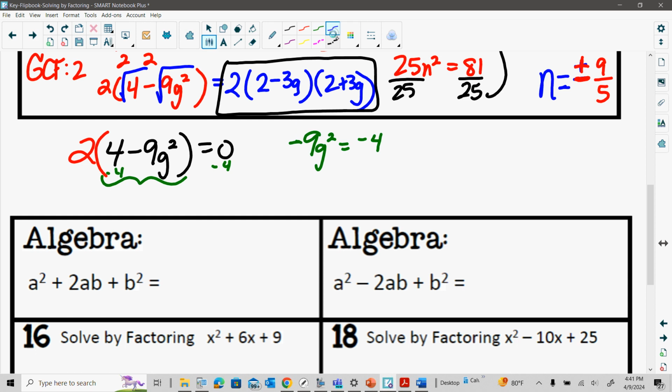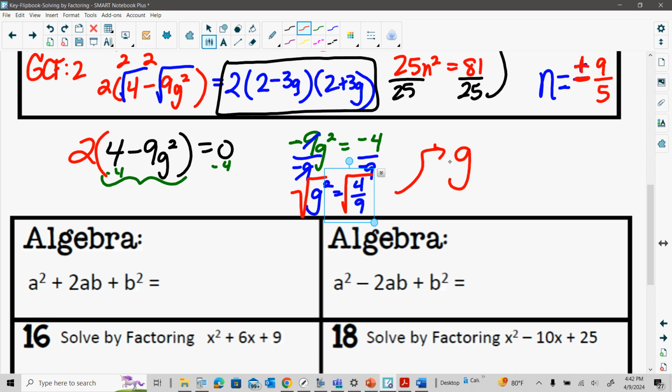Then I would need to get the g squared by itself by dividing by negative 9. Now, this is great because a negative divided by a negative is going to make that positive. So g squared equals 4/9. And now I just take the square root. So my g would equal plus or minus 2/3. Okay, which is the same thing if I would have done the factor form.